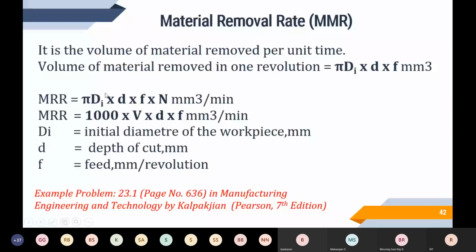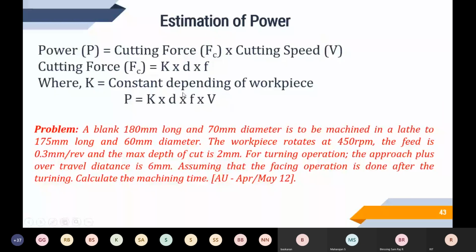The related formulas are available in the book Manufacturing Engineering and Technology by Kalpakjian, the Pearson edition, 7th edition. See example problem 23.1, page number 636. Similar kinds of problems are available in that book, you can refer to it. And the estimation of power is the most important thing. Previously, Anna University asked questions based on power estimation calculations, so that's why I mention it.